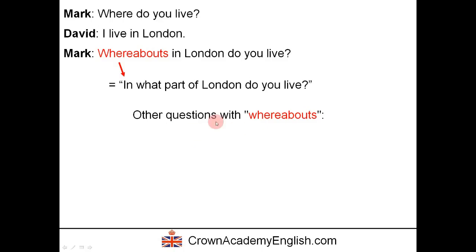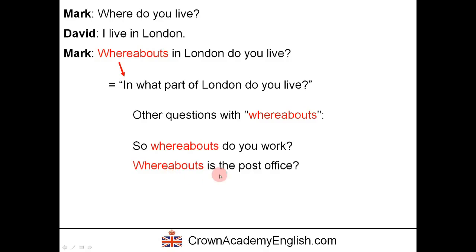Let's look at some other questions that we can ask with the word whereabouts. We can say, whereabouts do you work? Whereabouts is the post office? Both of these questions are asking where exactly. Where exactly do you work? Where exactly is your office? Where exactly is the post office? What area of the town? What part of the town? So whereabouts is a very common word.